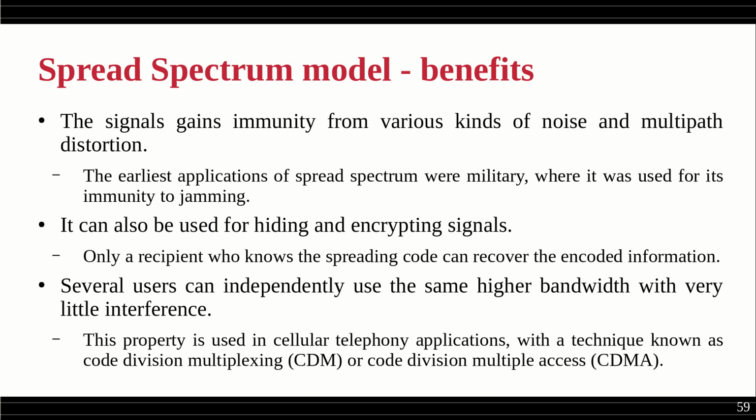So several users can independently use the same higher bandwidth with very little interference even using this. So many users are trying to access the same bandwidth, maybe higher bandwidth, means we are trying to achieve multiplexing. So you can use this technique also for multiplexing with very little interference. So this property is used in cellular telephony applications with a technique known as code division multiplexing. So we have already seen frequency division multiplexing and time division multiplexing. So similar to that, another technique used is code division multiplexing.